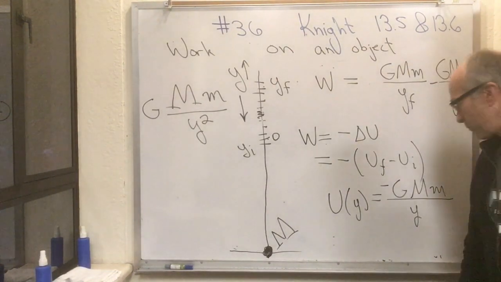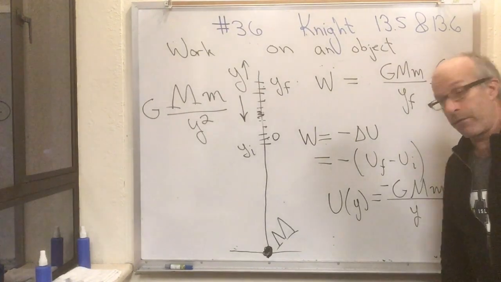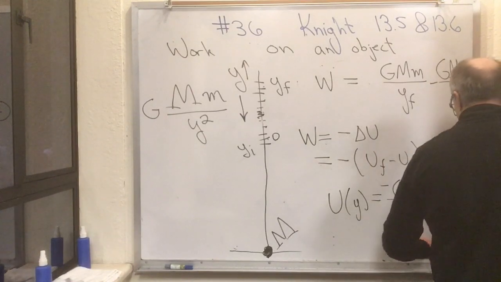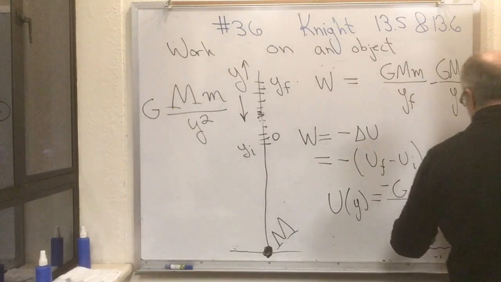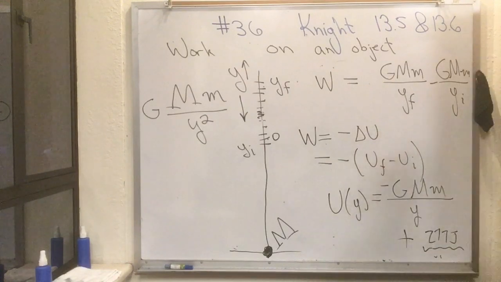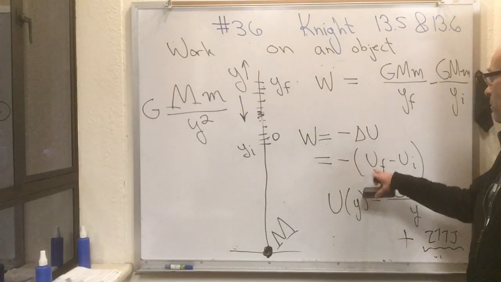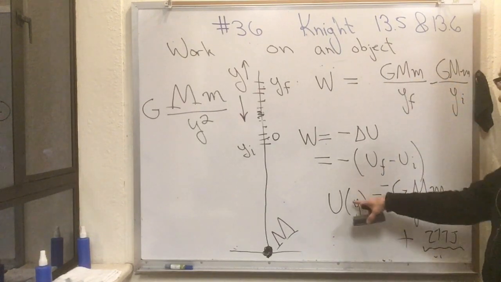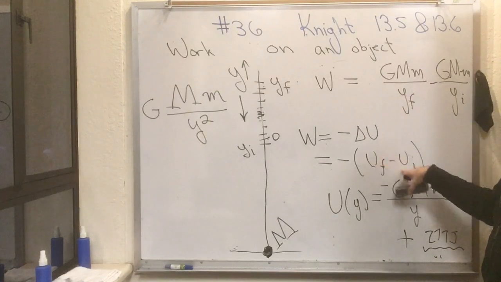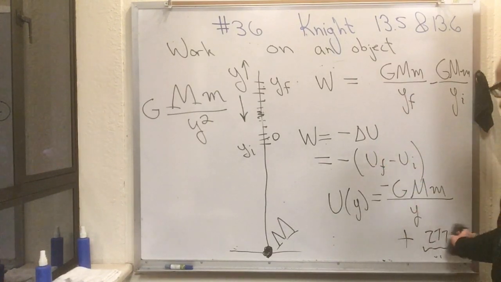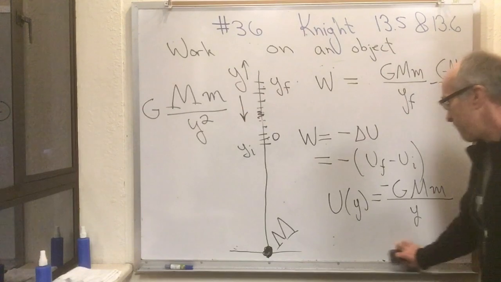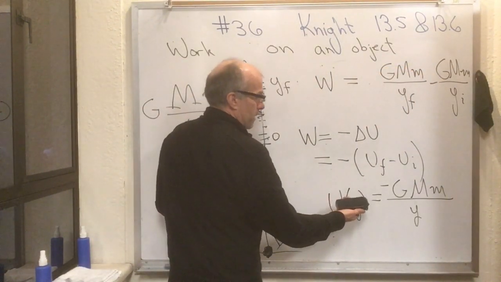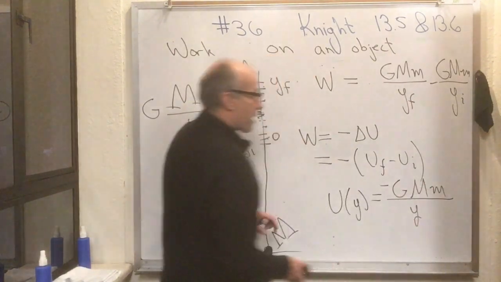That works. Actually, so does any other function that is like this plus any old constant. So if you added any old constant here, like 277 joules, then this would also work, because all we really demand is that U final minus U initial agree with that. And of course, adding a constant to U, the constant is going to drop out of the difference. But anyway, usually people don't put any constant on this thing. They just say the gravitational potential energy as a function of y is minus GMm over y.